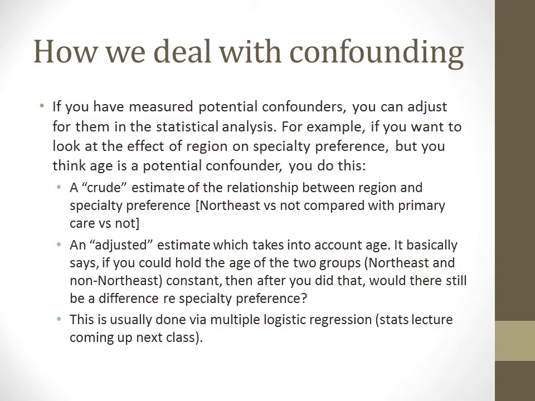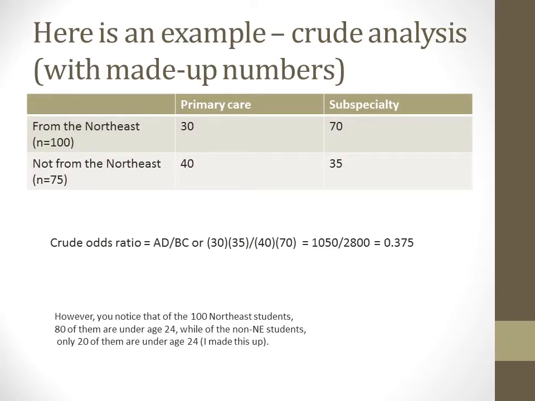And the usual way to do the adjusted estimate is via multiple logistic regression, which we'll talk about next time. But I'm going to show you an example in a moment, just so you can sort of see what the numbers would look like. So again, I don't expect you to be able to do this for this class, but you will see how to do it in the biostats lecture.